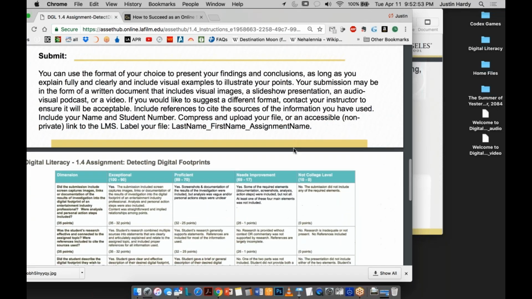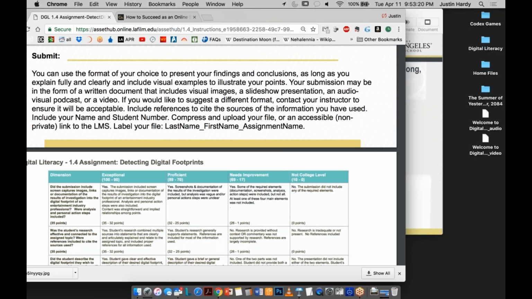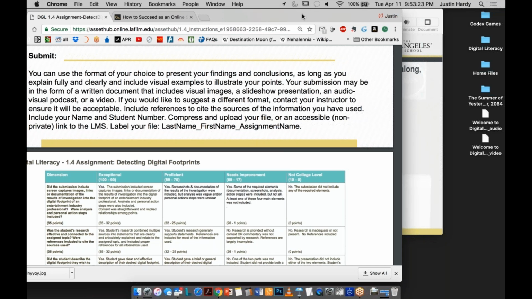All right, so for your submission, you can use the format of your choice to present your findings and conclusions, as long as you explain fully and clearly and include visual examples to illustrate your points. Your submission may be a written document that includes visual images, a slideshow presentation if you want to use PowerPoint, an audio-visual podcast, or a video. If you want to suggest a different format, contact your instructor to ensure it will be acceptable.